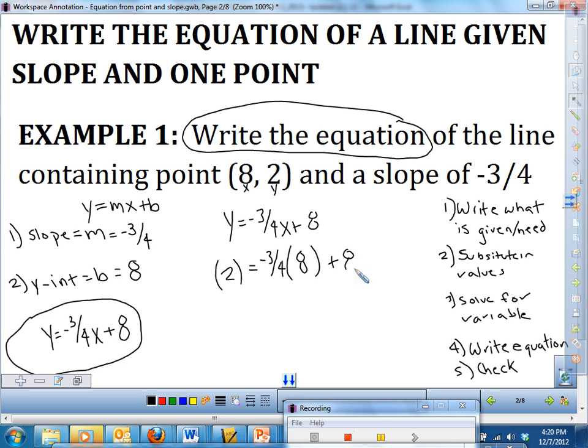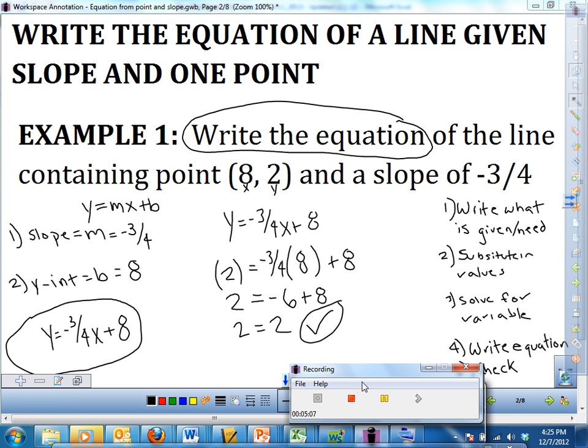So let's see if we get the same number on both sides, if our check works. I'm going to bring down my 2 because it's already simplified. I know that negative 3/4 times 8 is negative 6. And I haven't done anything to my plus 8, so I'm going to bring that down. 2 is still the same. Negative 6 plus 8 is a positive 2. I got the same number on both sides. That means that I wrote my equation correctly and that it is correct.